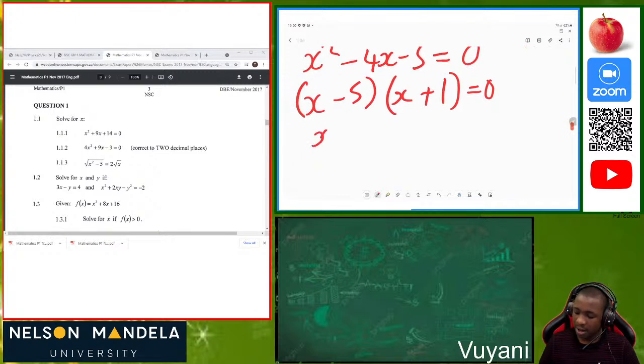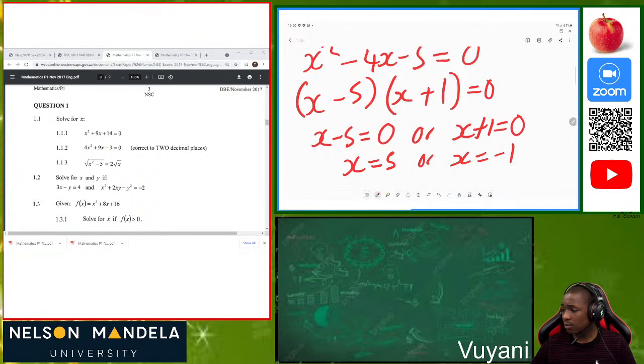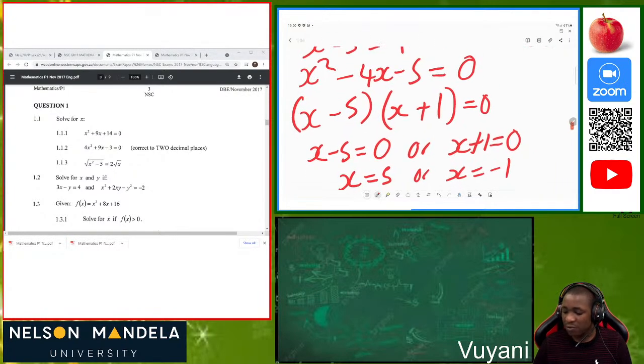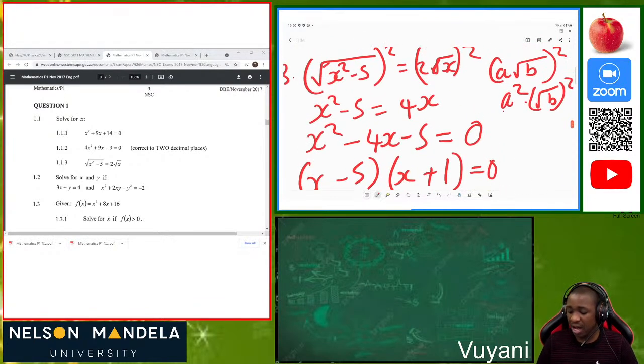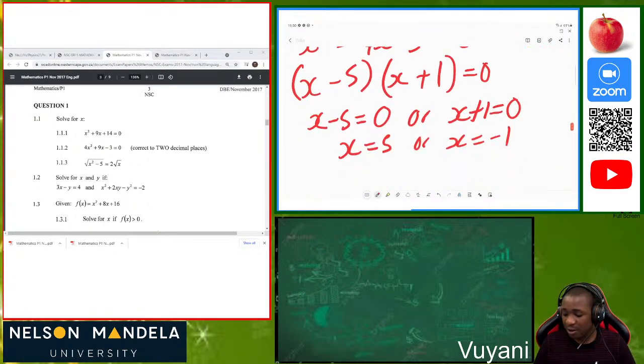Now, you're going to have x minus 5 equal to 0, or x plus 1 is equal to 0. Then your x will be equal to 5, or your x will be equal to negative 1. Now, as we did earlier, we have to verify our answers. Especially when we are given a square root, we have to verify our answers so that we see what is the correct answer. So when we are verifying, we start with 5.